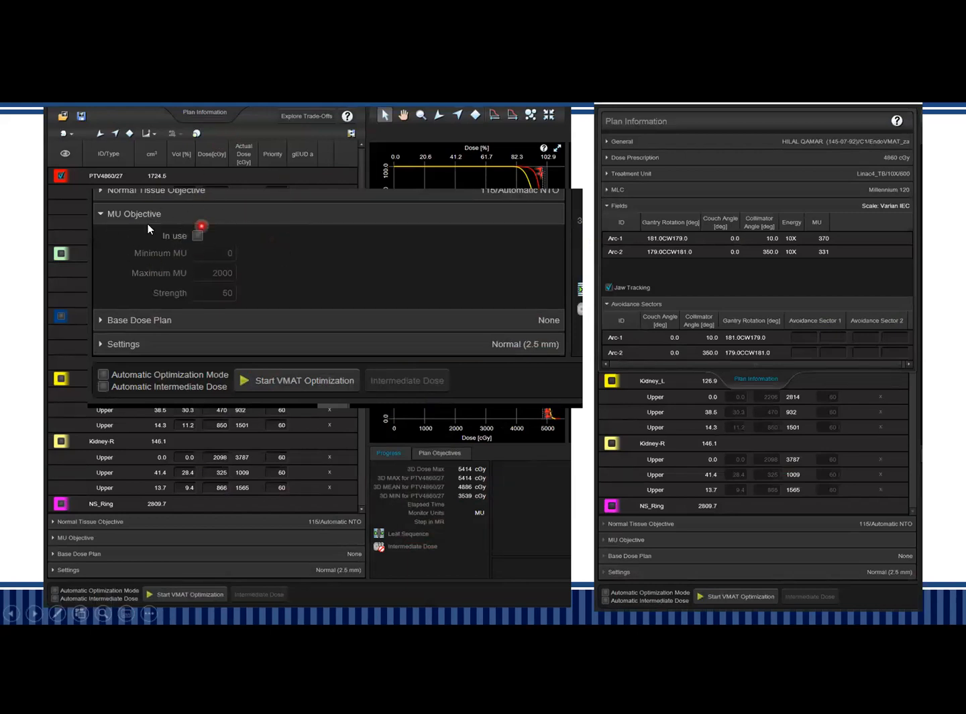and also you have an MU objective. If your MUs are high, you can control the MUs with the MU objective. This option is available here. And in another plan information, you have the avoidance sector option. You can insert the values where you want to avoid the beam on.